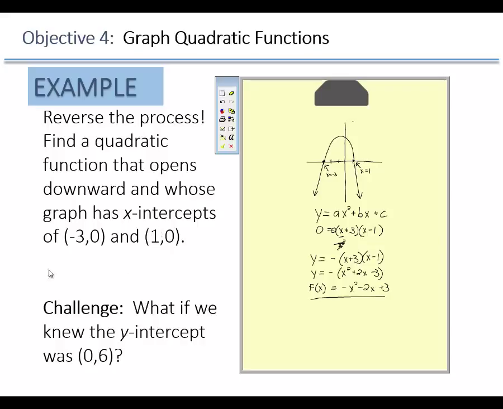There. That quadratic, negative x squared minus 2x plus 3, will open downward, and it'll have the intercepts that we were looking for, -3 and 1.